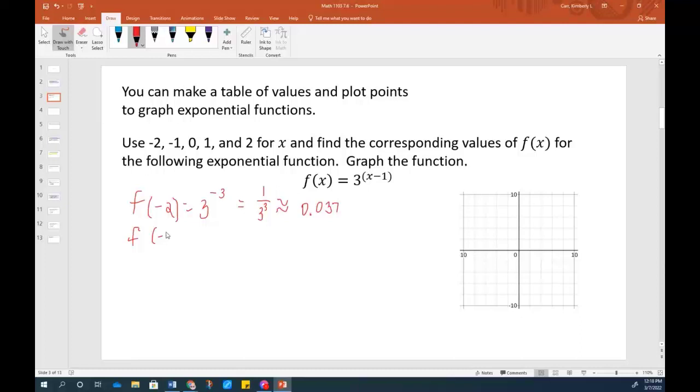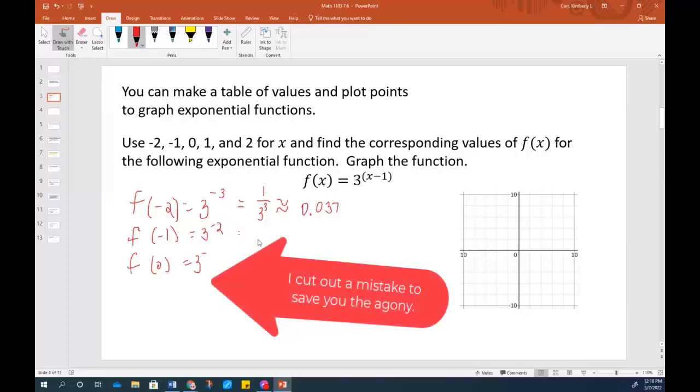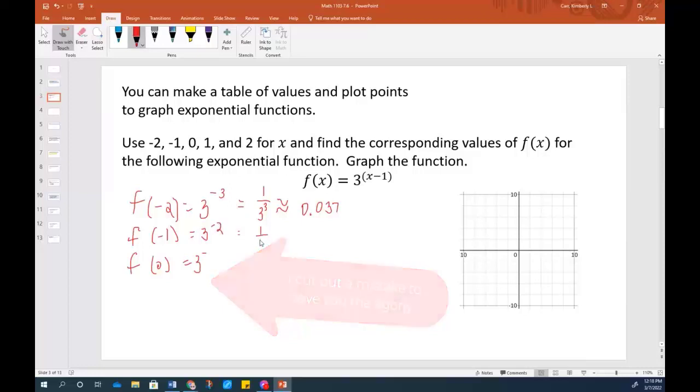So f of -1 is going to be 3 to the -2. So that becomes 1/3 squared. 1/3 squared is 1/9, and that is approximately 0.111. So now when I put in a 0, I have 3 to the -1, which is 1/3, which is approximately 0.333.